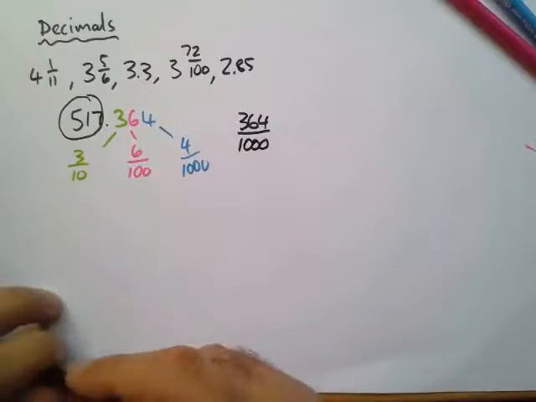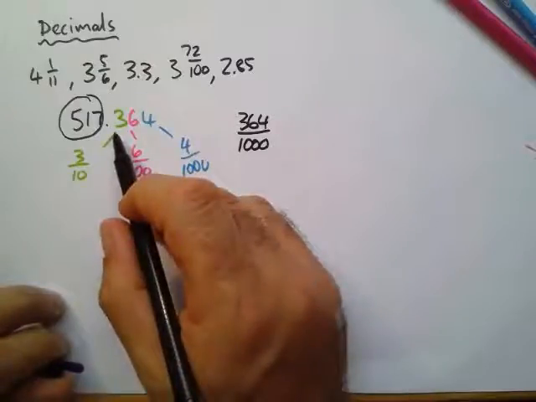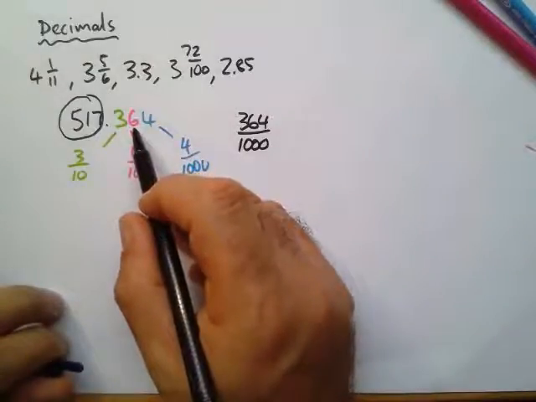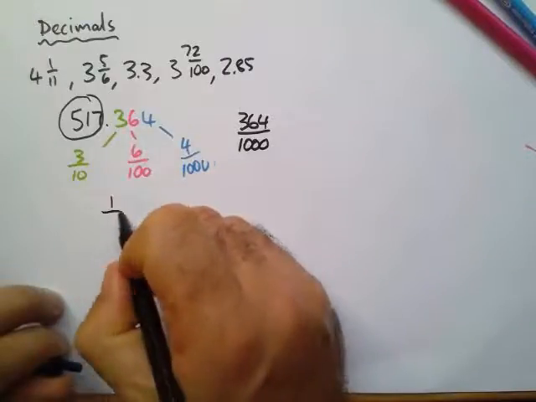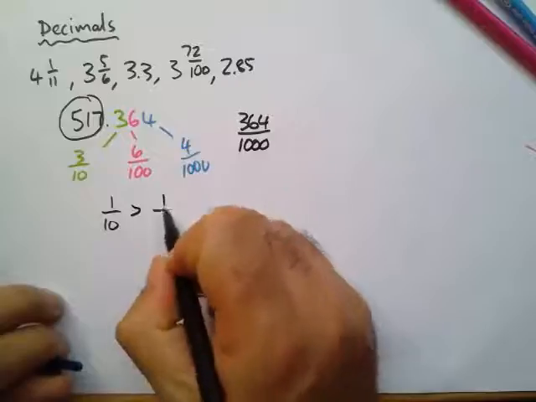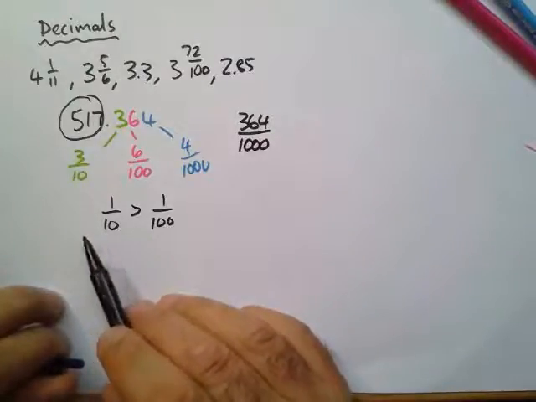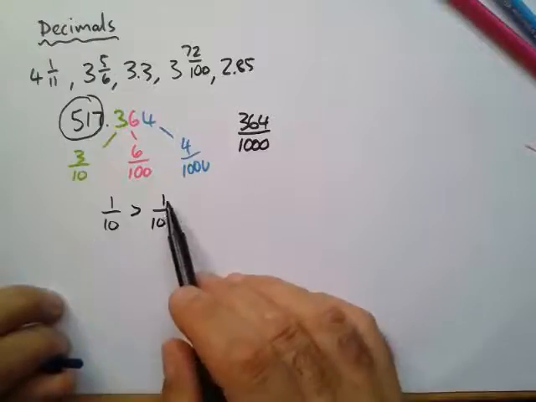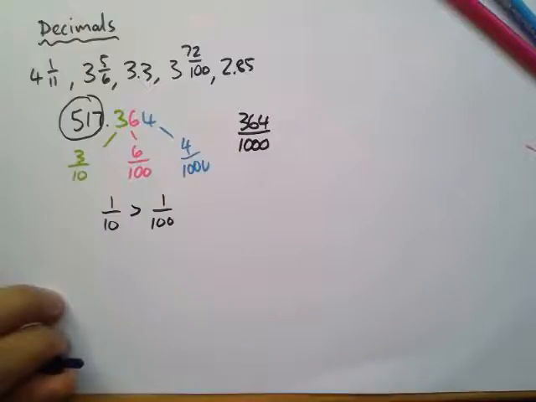If I want to compare to see which numbers are the biggest, a tenth is bigger than a hundredth. So 1/10 is greater than 1/100th. If I cut the pizza into 10 pieces, that one piece is going to be bigger than one piece if I cut the whole pizza into hundredths, or 100 pieces.